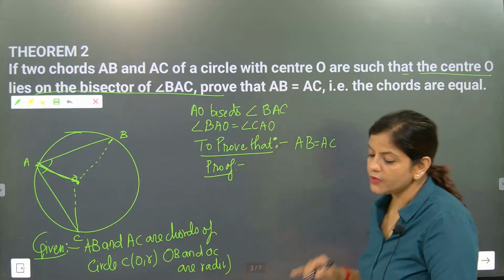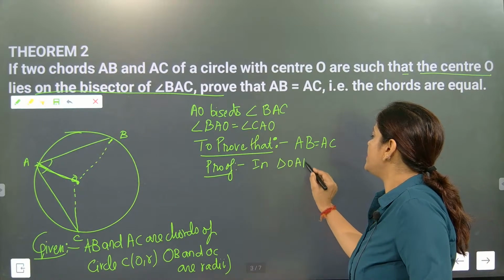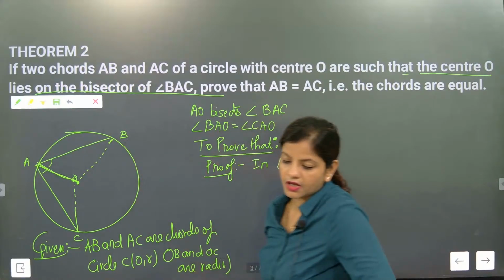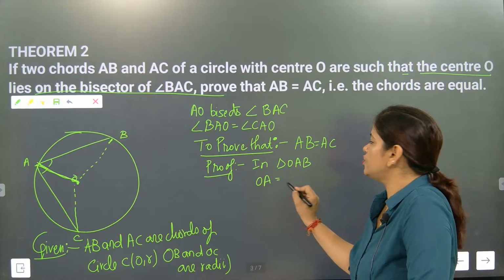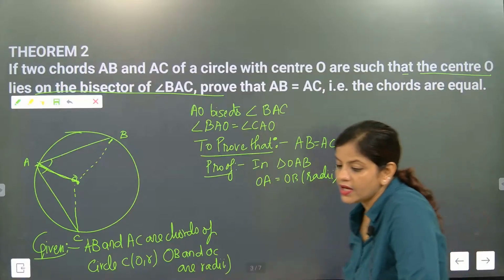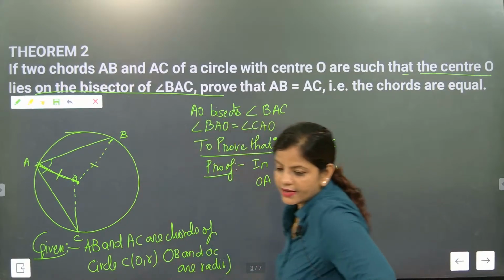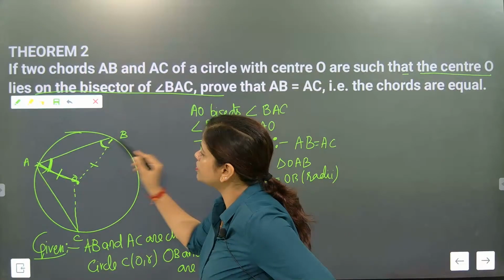Okay, so first in the proof section, we will go to triangle OAB. Which one is triangle OAB, beta? In this triangle, we know that OA is equal to OB. That is radii. So if these two are radii, beta, that means this angle is equal to this angle.